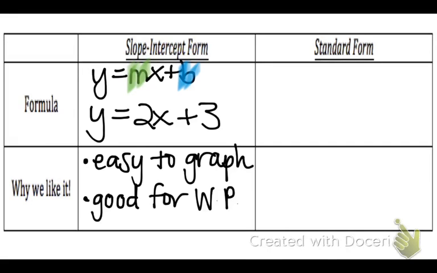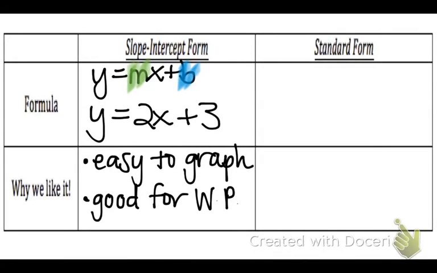So far, we have reviewed slope-intercept form, which follows the formula y equals mx plus b, where m and b are replaced by numbers. So in my example, I wrote y equals 2x plus 3, where 2 went in for m and 3 went in for b. The reason why we like slope-intercept form is because it's easy to graph and it's good for word problems. Please pause this video and get your notes caught up before continuing.